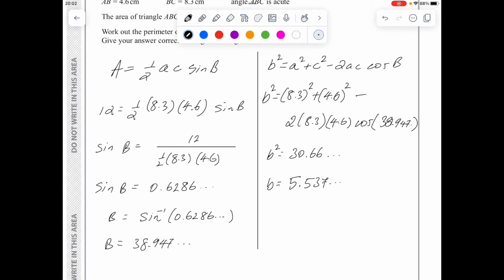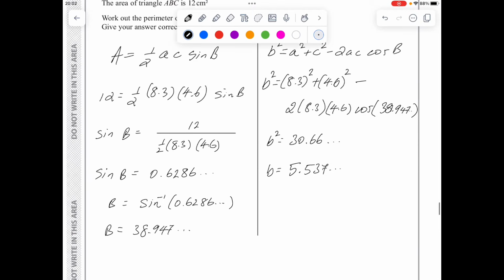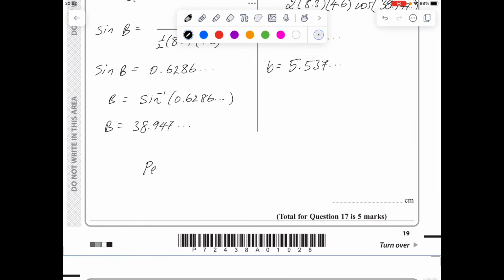5.537 and so on. So finally, to find the perimeter, we'll just need to add 4.6 plus 8.3 plus the value of b we found, and this comes out to be 18.4 to 3 significant figures.